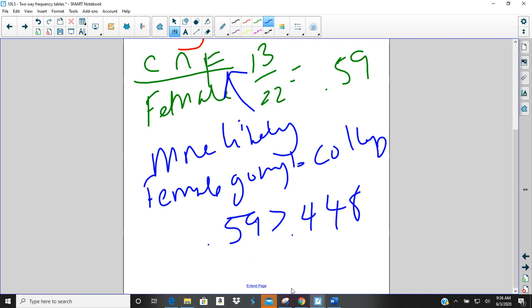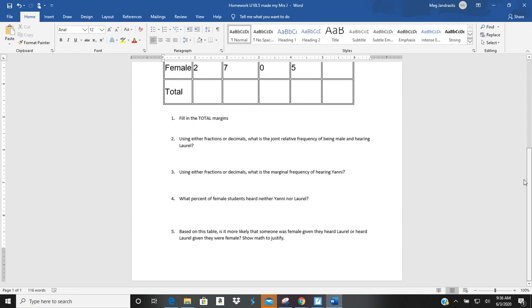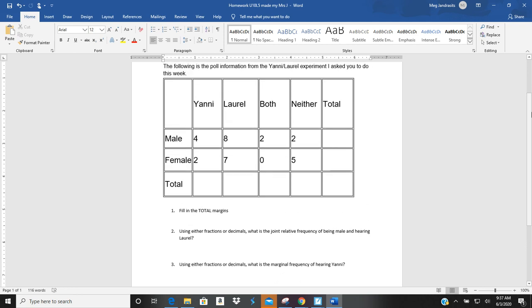Okay, so what's our homework going to be for tonight? I created a worksheet using the Yanni and Laurel information, and I just want you to answer, I think I have a total of 5 questions on there. Most of them are similar to the ones we've just done. I want to see whether this is a topic that made sense to you. It's also kind of fun to see how our classes did, I put the 2 classes together. Not everyone answered, but I had most people answer. I had over 2/3 answer the question. So thank you for doing that so quickly.